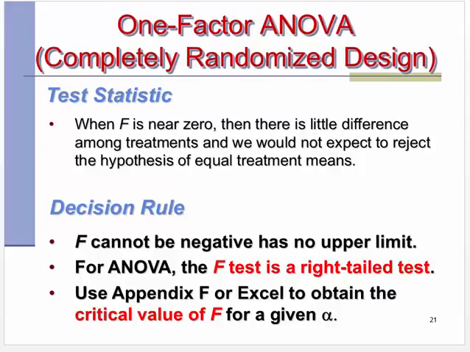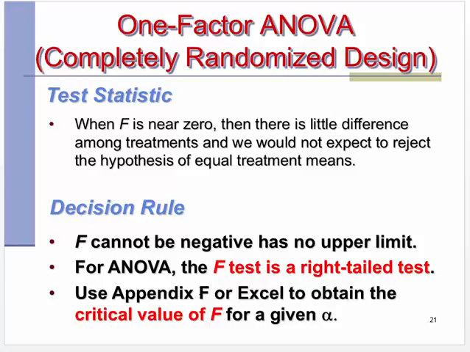Okay. Then when F is near 0, there's little difference among treatments, and we will not expect to reject the hypothesis of equal treatment means. So how do we make a decision in the F-test, ANOVA? F cannot be negative and has no upper limit. For ANOVA, the F-test is a right tail test. The tail is to the right, and we can use appendix F or Excel to obtain the critical value of F for a given alpha.